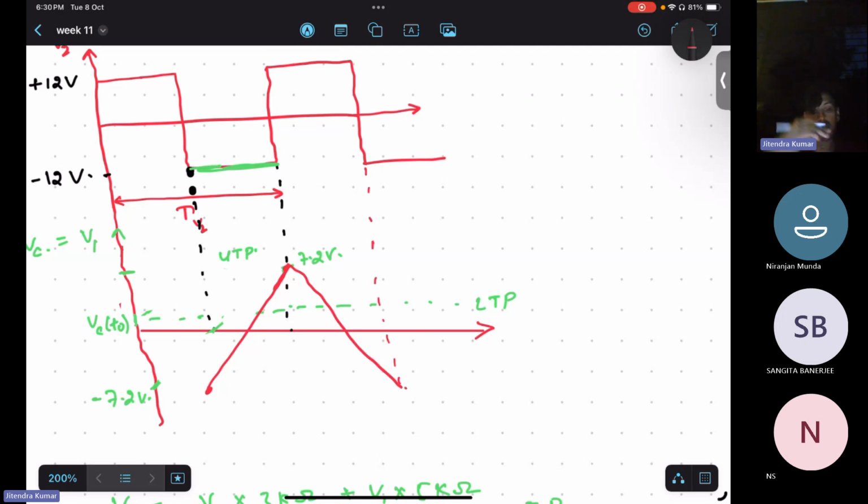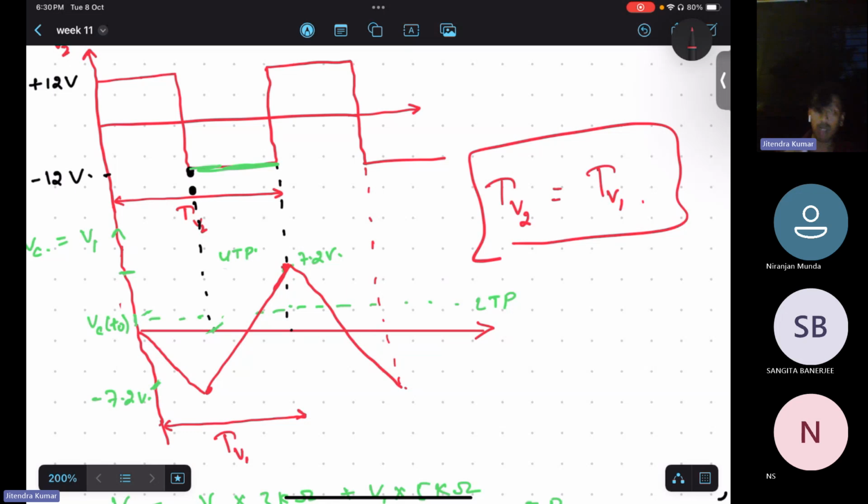So here it is changing from plus 12 to minus 12. As soon as it changes, our integrator has 0 time constant, so it will immediately reach that point and it will reach till 7.2. So minus 7.2 to plus 7.2. This is how this waveform will look. Okay, I hope you are not getting confused with it. So this is the time period of V1 as well. So one thing we can observe here is that the time period of V2 is equal to the time period of V1. So if we are able to calculate one time period, we will be able to calculate the other.